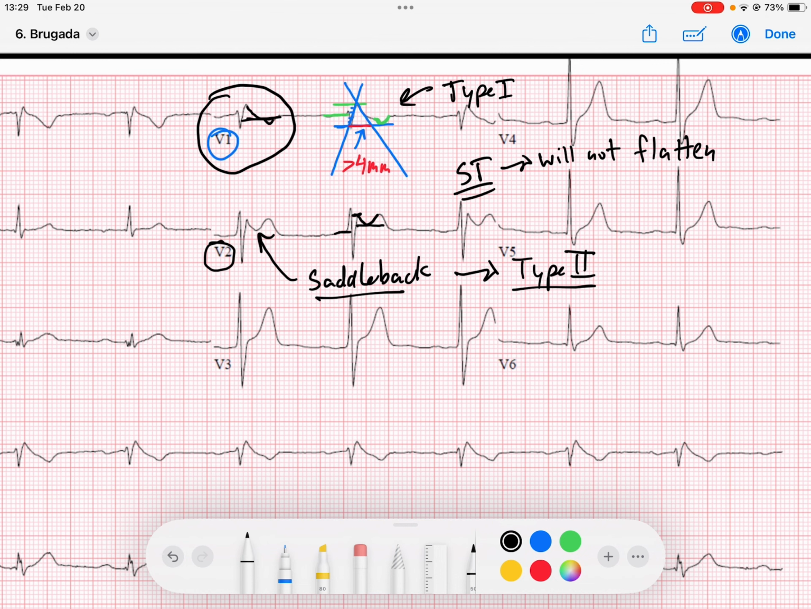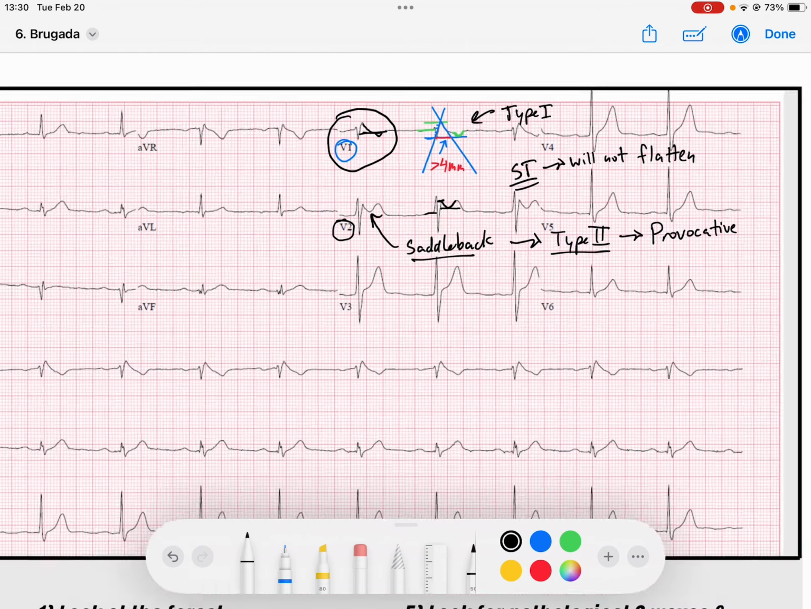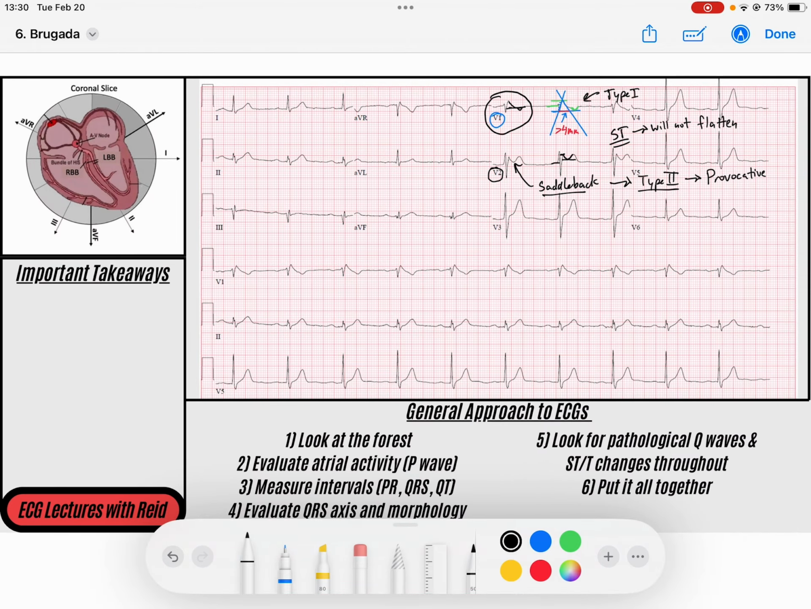And so that is pseudo-diagnostic for Brugada in the sense that if you have type 2, you're going to do provocative testing. Now, what is provocative testing? What does that mean? Well, you see something and you're like, well, I think this could be Brugada. You know, Brugada has to kind of unmask itself, right?